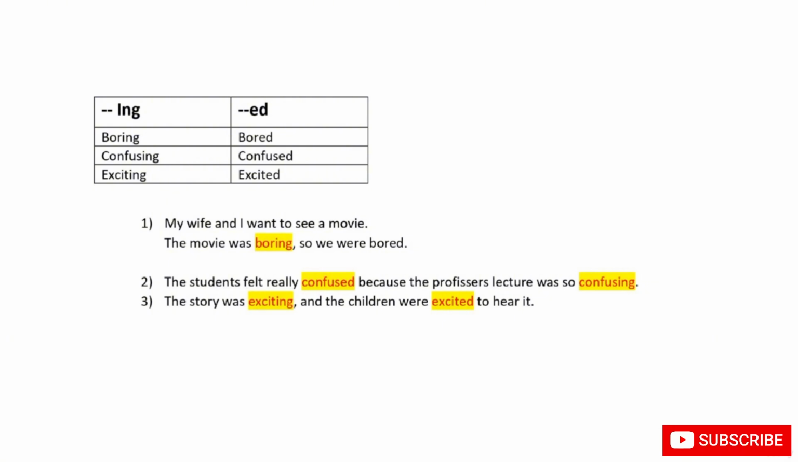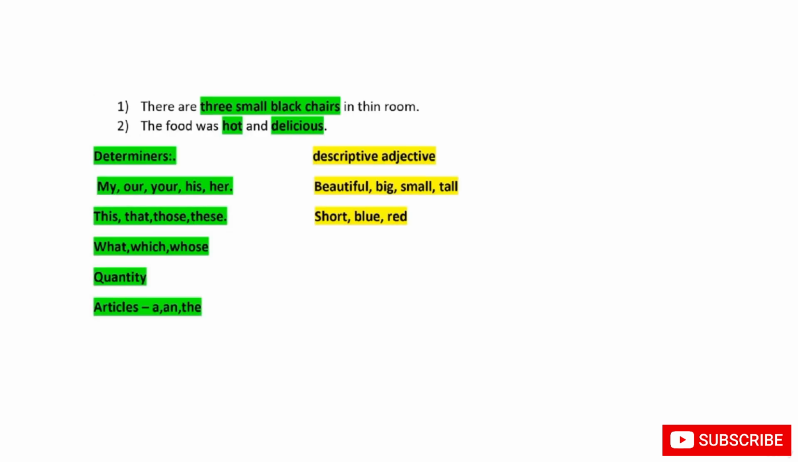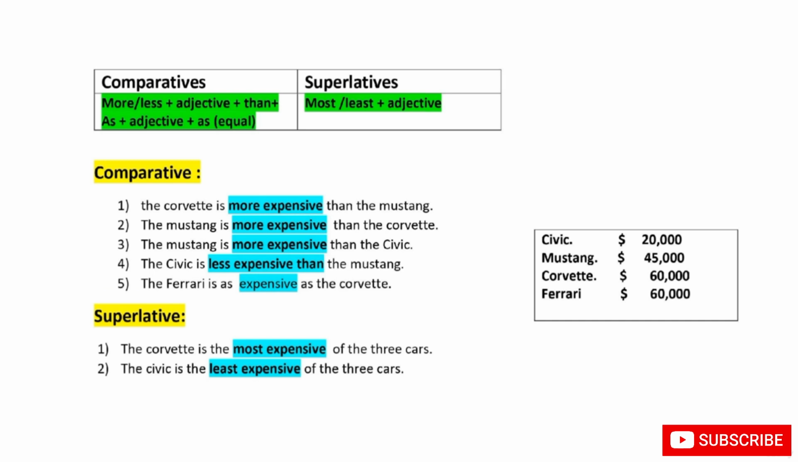In the same way in number 2, the students felt really confused because the professor's lecture was so confusing. And in number 3, the story was exciting and the children were excited to hear it. Did you get all of these right? Okay, so just remember that ing adjectives will always express cause and ed adjectives will express effect. Let's now turn to the second area where mistakes are very common, and that is comparatives and superlatives.